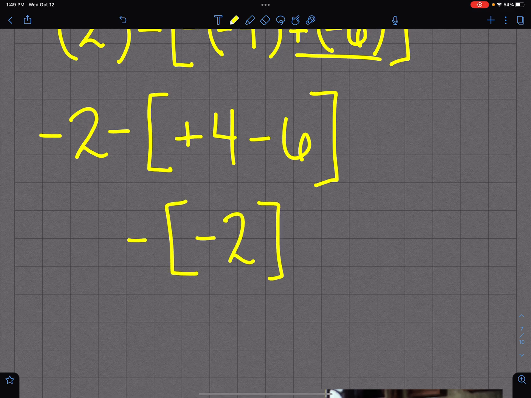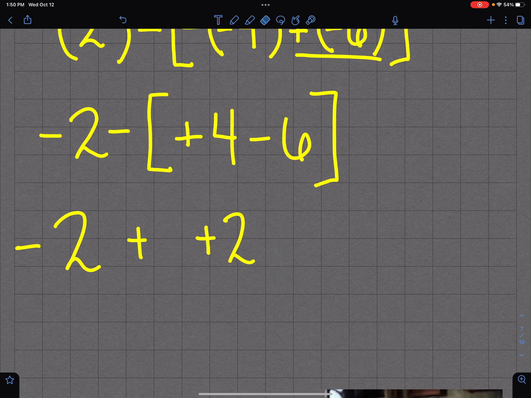And everything else, I'm going to bring it down. Now I have negative 2 minus a negative 2, which I can just turn into plus a positive 2. Negative 2 plus 2 is equal to 0. Let's see if I got that right, because that one was tricky. Yep, I got it right.